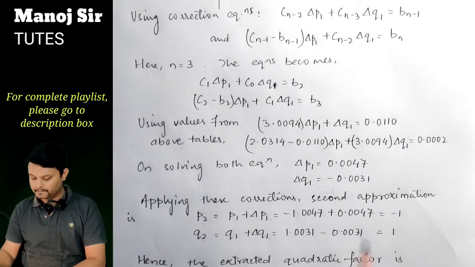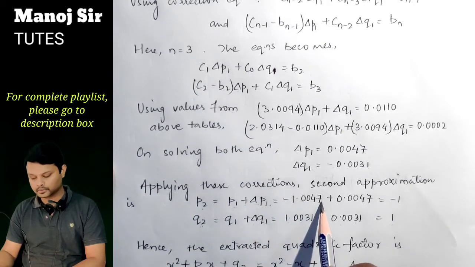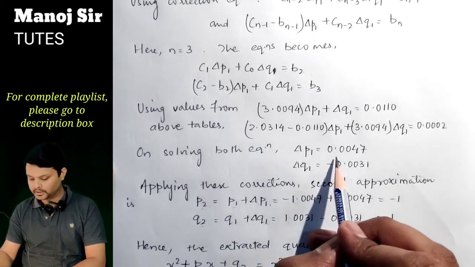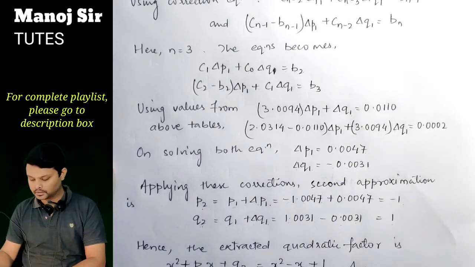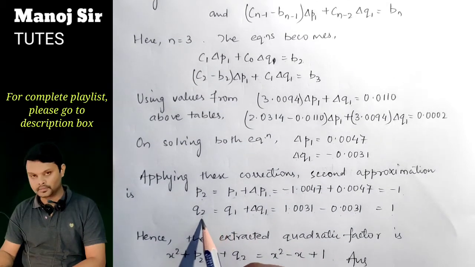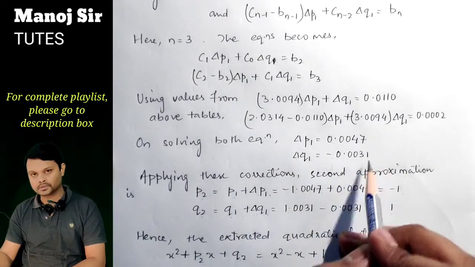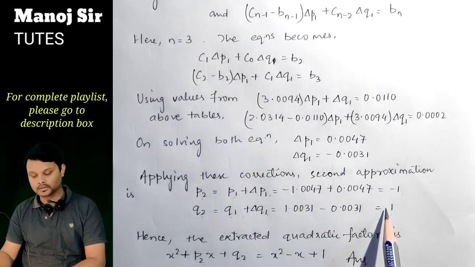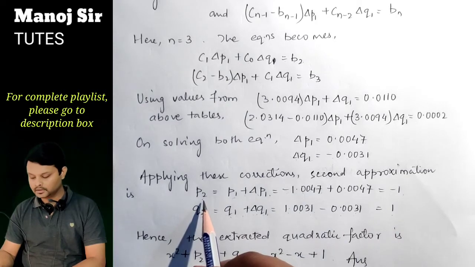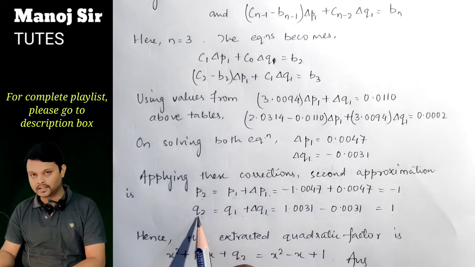Now we can find the second approximation value. What is P1? That is minus 1.0047, and what is delta P1? That is 0.0047. On adding both these values, we get P2 equals minus 1. In the same way, we can find the value of Q2, that is Q1 plus delta Q1. What is Q1? That is 1.0031. And what is delta Q1? That is minus 0.0031. On adding both the values, we will get Q2 equals 1. So after the second approximation, or you can say second iteration, we have P2 equals minus 1 and Q2 equals 1.